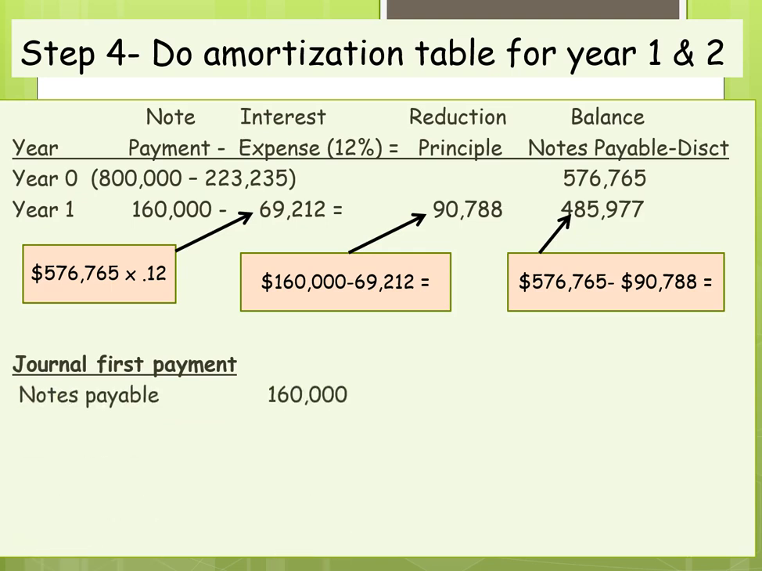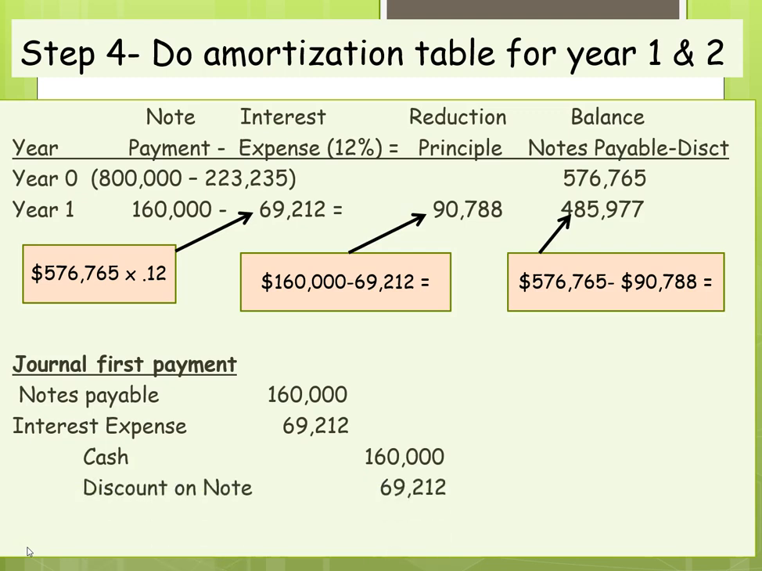So our journal entry looks like this. The notes payable would be reduced by $160. Interest expense would be booked by $69,212, and cash would be $160. And discount on notes would be reduced by $69,212.